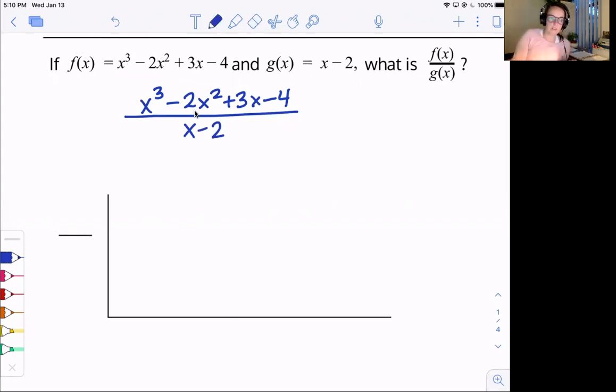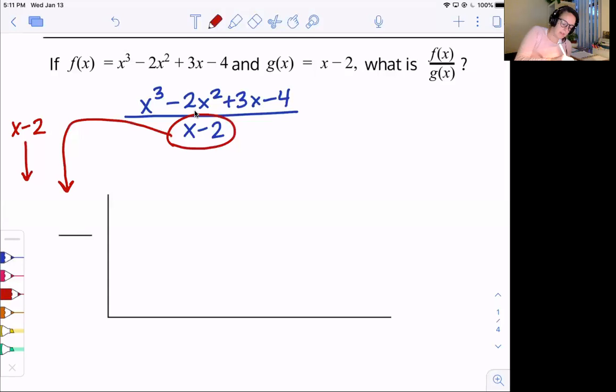So in order to solve this using synthetic, what I'm going to do is I'm going to take the denominator and I'm going to put the opposite of it right here. So if I have x minus 2, then what I'm going to put right here is positive 2. Some people like to put a little box here to say what that number is. So since it's negative 2, we're going to flip it to be positive 2. That is our number in our box there.